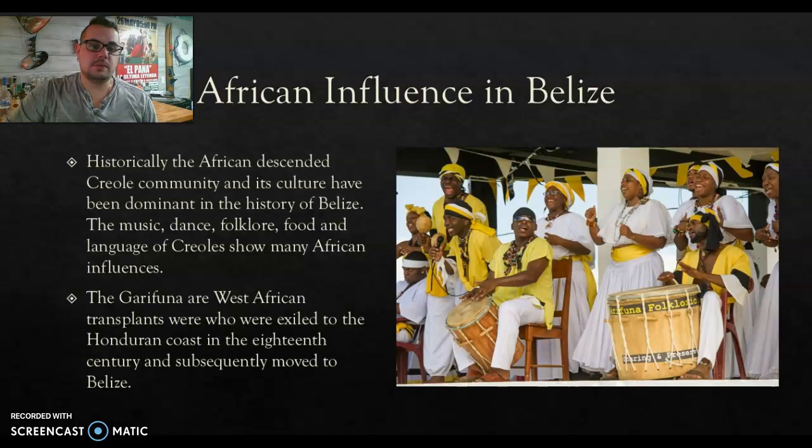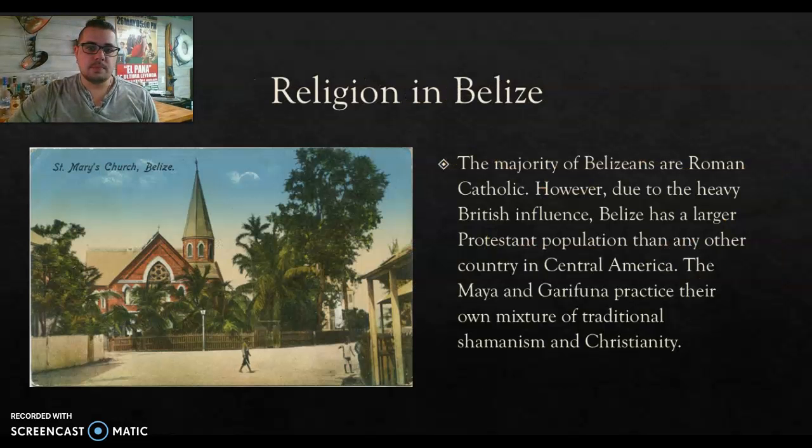African influences in Belize: you have the Garifuna and you have the Creole, the two biggest ones with African influence, and you can see a lot of their influence in Belize in the music and in the language. The major religion in Belize, not surprisingly, is Roman Catholic. However, there's a huge Protestant population as well. A lot of that is influenced from originally being part of the British Empire.